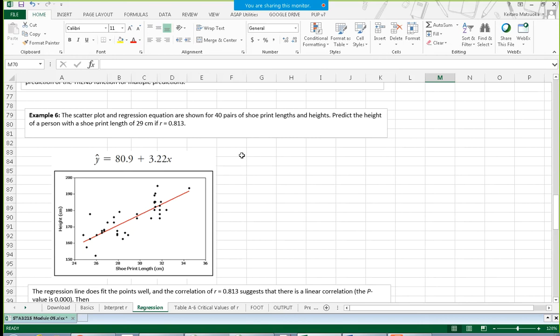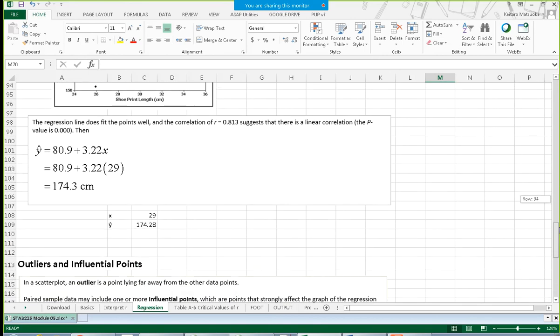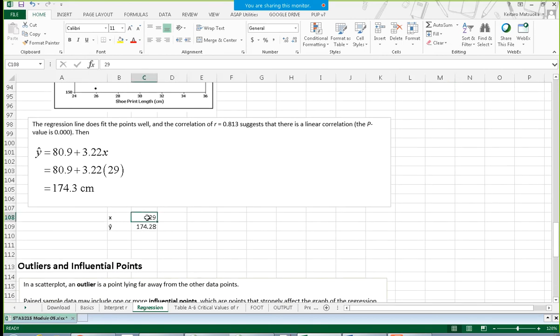So how do we use that? Well, we basically substitute x with the given number. So in this case, 29 centimeters. So we're going to be doing 80.9 plus 3.22 times 29 centimeters manually. Okay, so 29 centimeters. What's y hat? 80.9 plus 3.22 times C108, which is the same as 29.